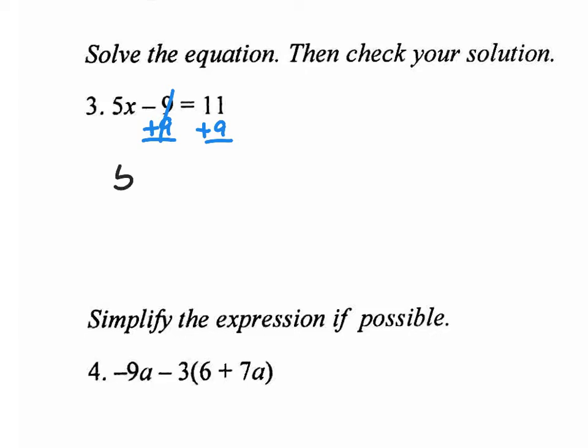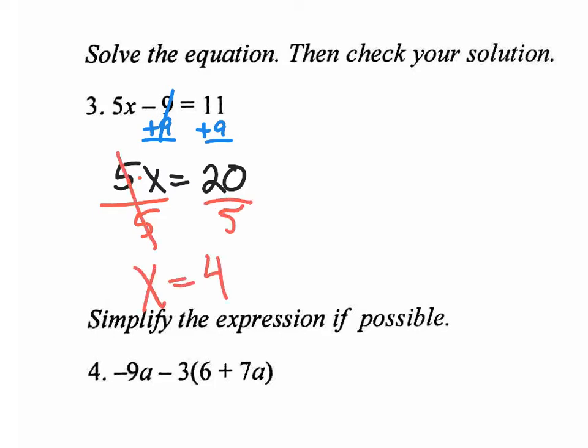Rewrite what you have left. I have a 5x, I have an equal sign, and 11 plus 9 is 20. For my final step, to get rid of that multiplication of 5 with the x, I want to divide by 5. Divide by 5. X equals 4.